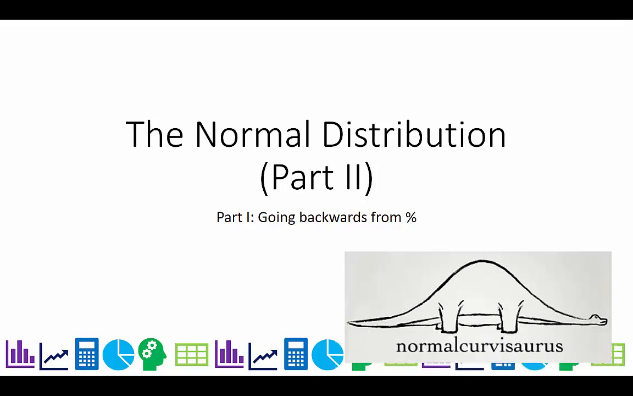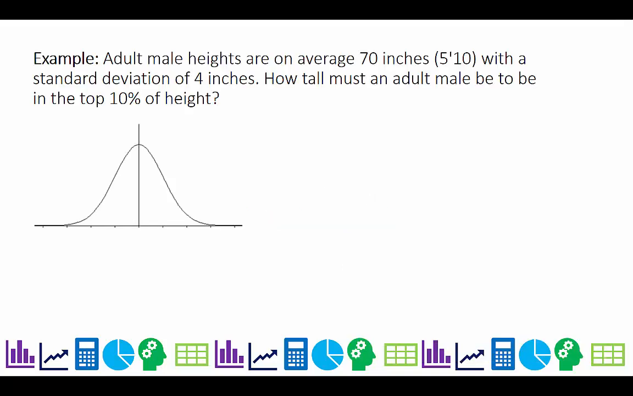Get it? All right, so we're going to start working backwards from percentages. I'm going to tell you we want a certain percent or percentile, and then we're going to figure out what values that corresponds to. In this example, adult male heights are on average 70 inches, 5'10", with a standard deviation of 4 inches. How tall must an adult male be to be in the top 10% of the height?